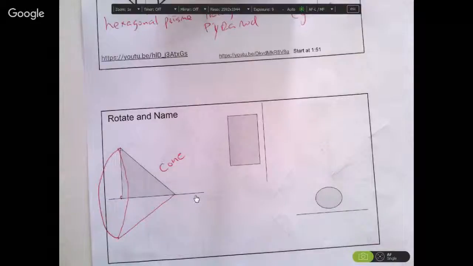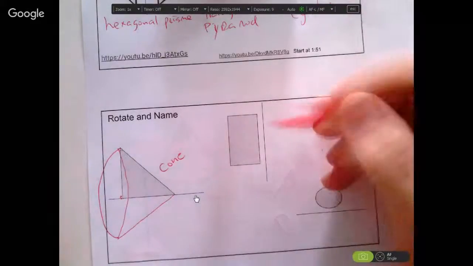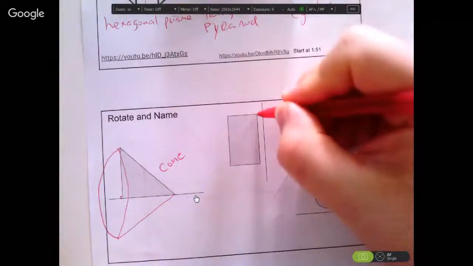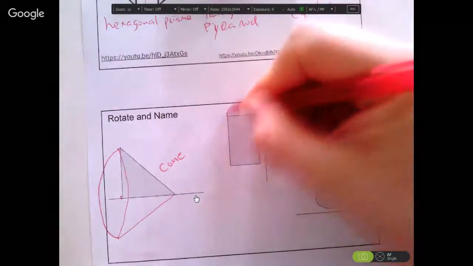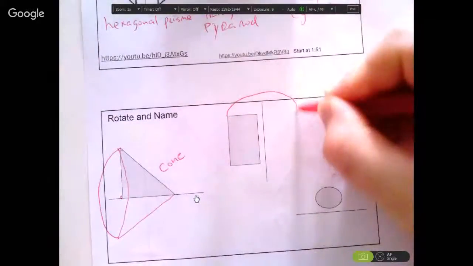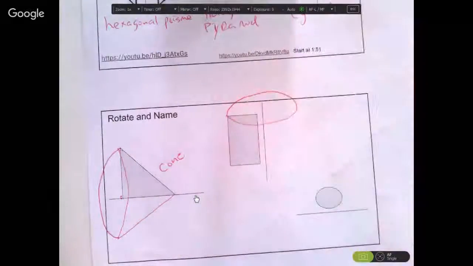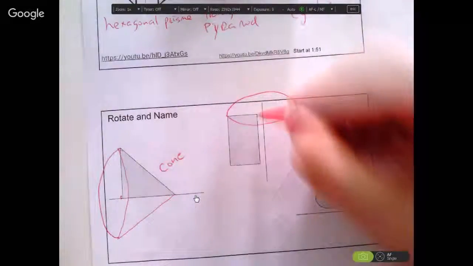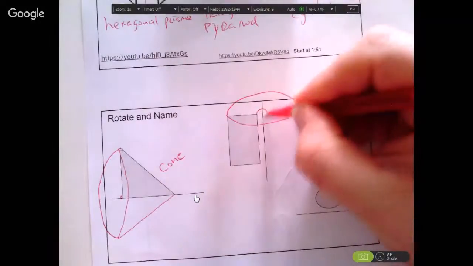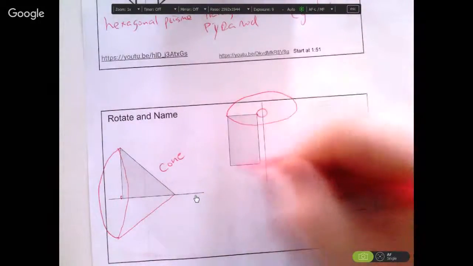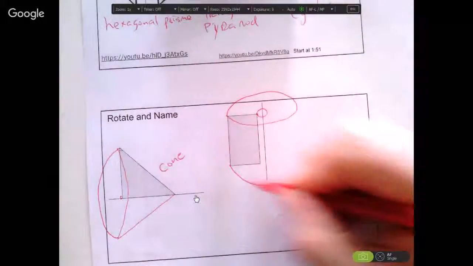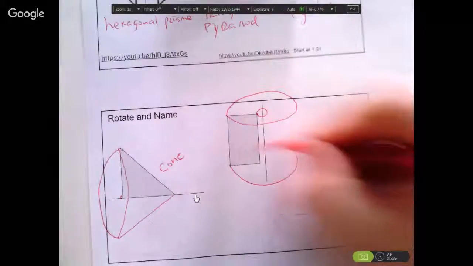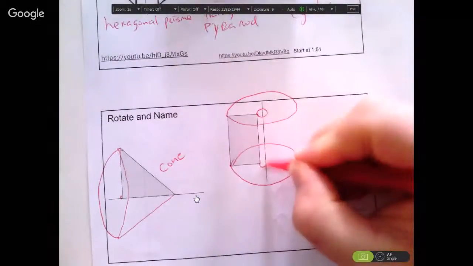It would have a hole in the middle because it's not next to the line. This point here would rotate all the way around like that. So it would be a cylinder, but there would be a hole in it. So what is that called? A donut. I don't know that it has a name. A cylinder with a hole. A cylindrical donut.